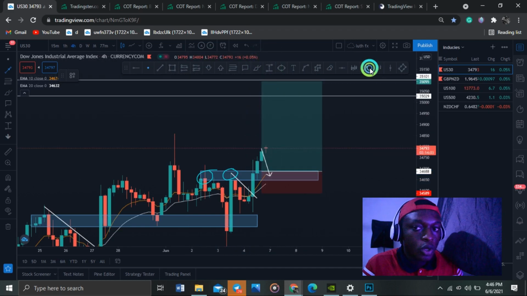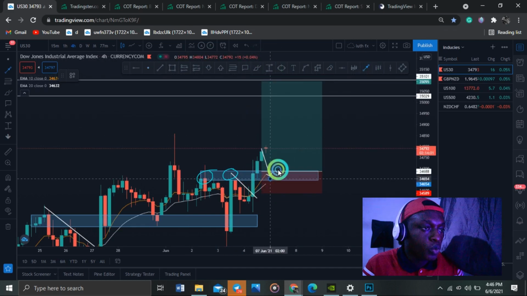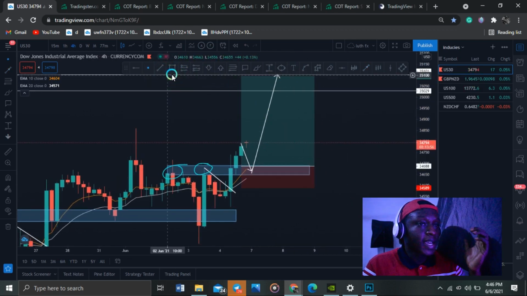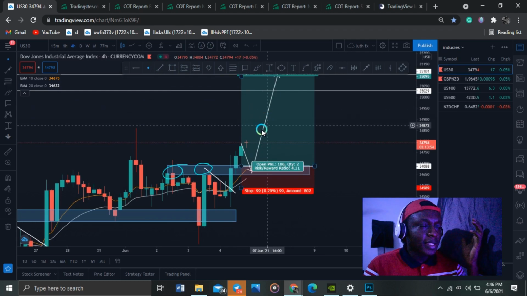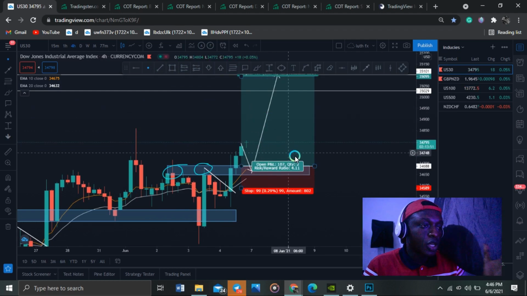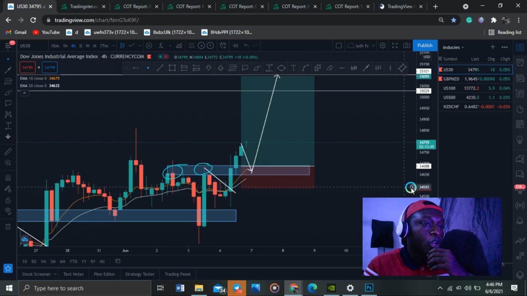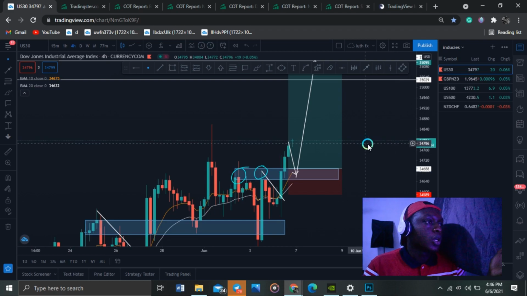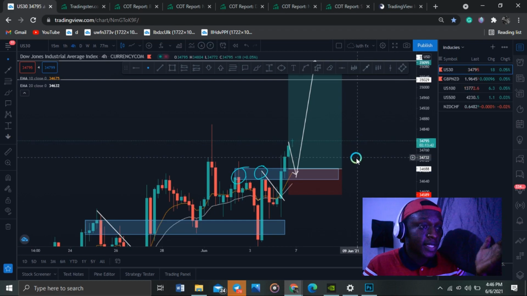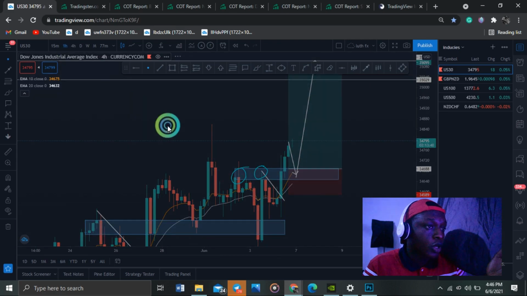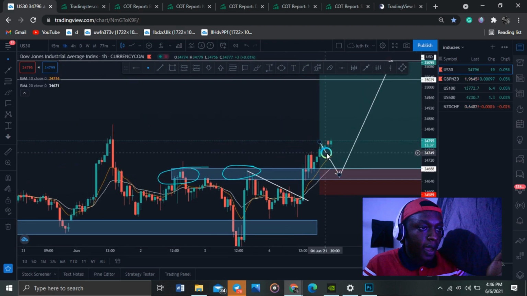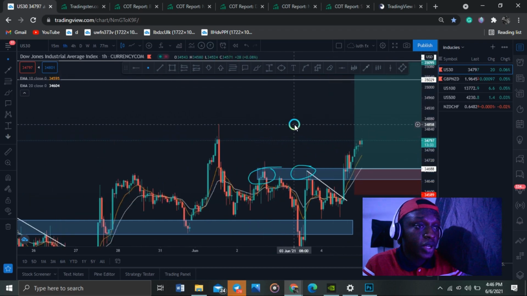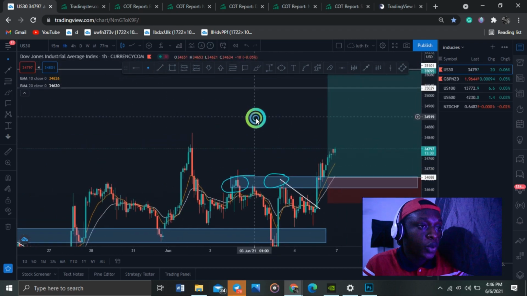But price to do what? To make a retest, and price will make a reversal from here all the way to the upside. So that is the thought process behind the technicals on the US30. Pretty much simple. Everything from the weekly time frame down to the 4 hour is really, really bullish. And when you go down to the 1 hour time frame, you can see that price action also looks really, really bullish.